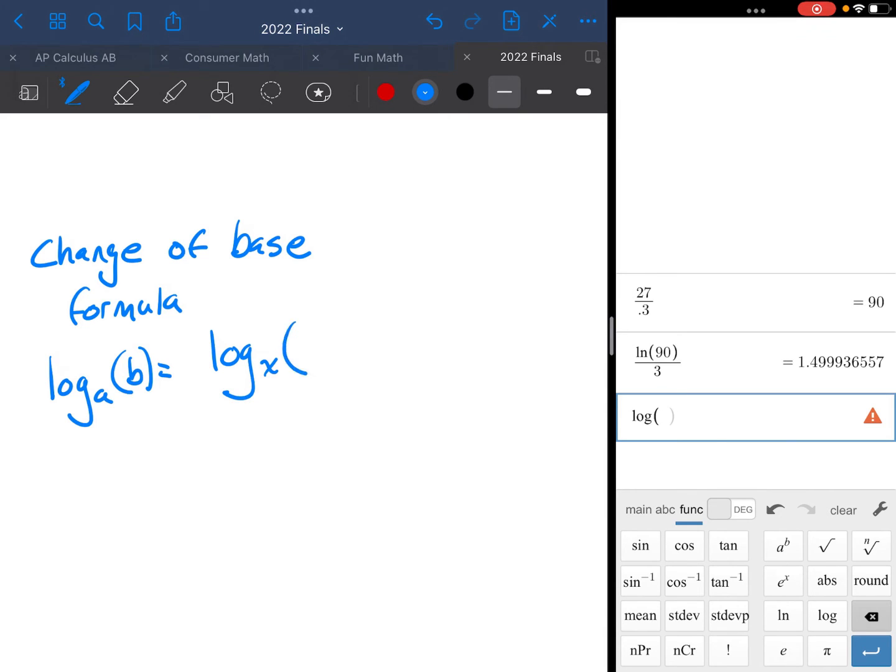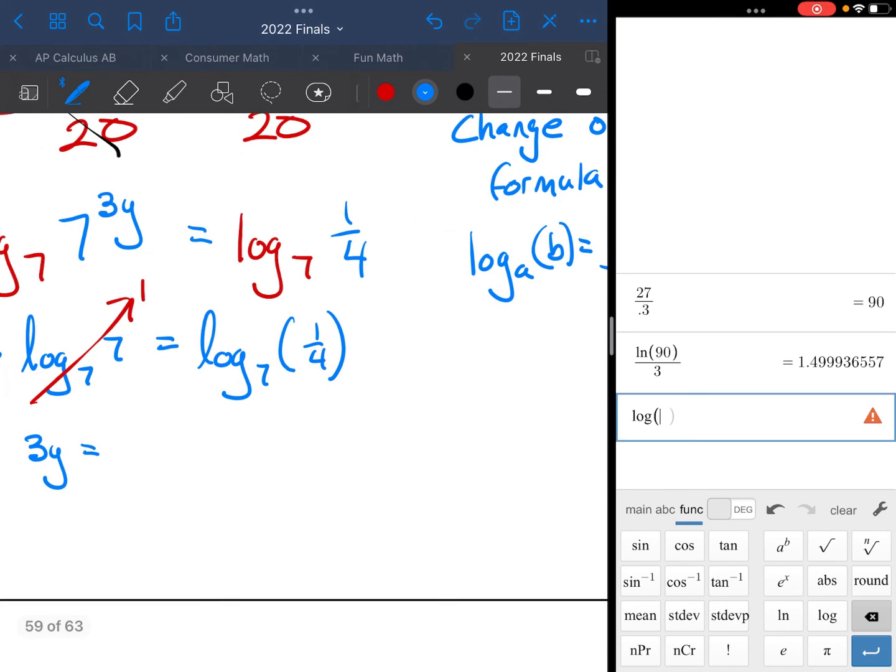So it's going to be log of whatever you want of the inside on the top, all divided by log of the same base on the bottom, so of A. Over here, I'm going to do that change of base formula and say that this is really the log base 10, which means I don't need to write the base. If I don't write it, base 10 is assumed. So log of 1/4 divided by log of 7. That is the change of base, and now I can actually enter this onto a calculator.